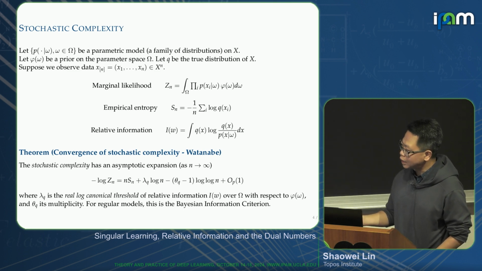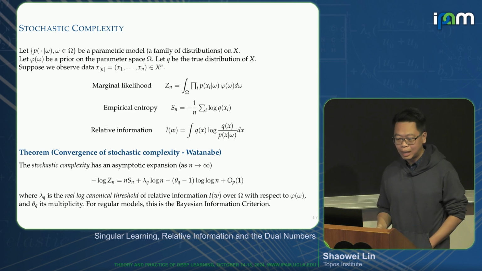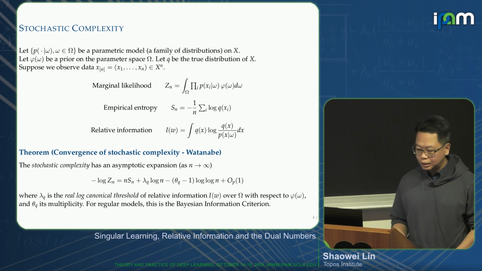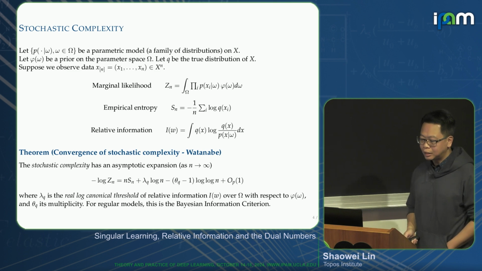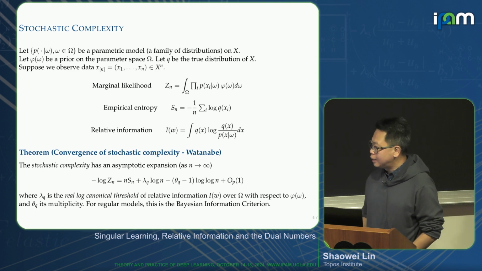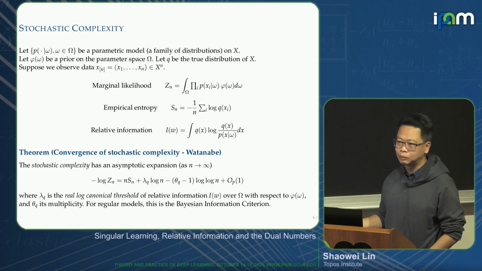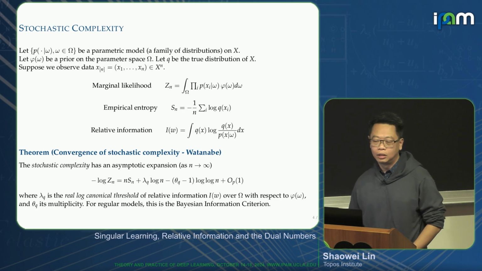It's a standard term. We expect this integral to behave mostly like n times the entropy, but you also have a log n term, and the coefficient of that is going to be called lambda. You also will have a log log n term, where the coefficient is going to be theta minus 1. I'm going to tell you what lambda and theta are in a moment. And then lastly, you have some noisy term, because remember Z_n here is a random variable. It depends on the data, right? So all the randomness is now squeezed into this small variable here, which converges in law to a constant.